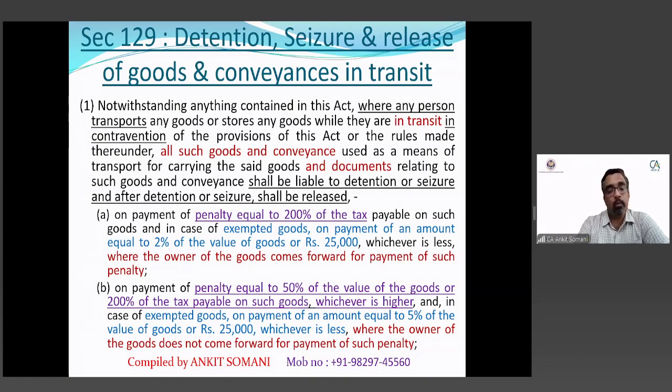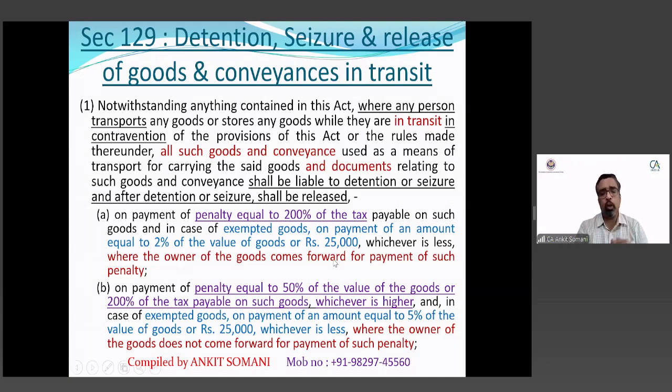Correct. Now, the major difference between clause A and clause B is that under clause A, the owner comes forward for making payment of such penalty, whereas under clause B, the owner does not come forward for payment of such penalty. The owner might be there or might be in constant touch, but the major point is whether he is willing, whether he is ready, whether he comes forward for settling the whole case by making payment of such penalty.